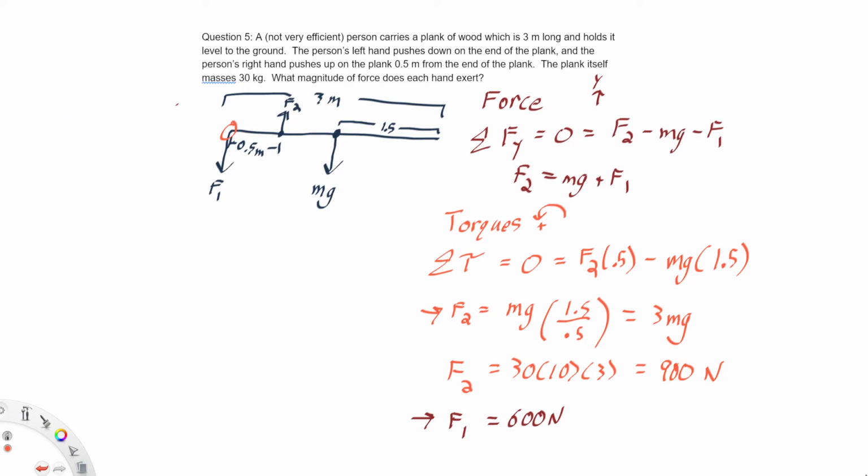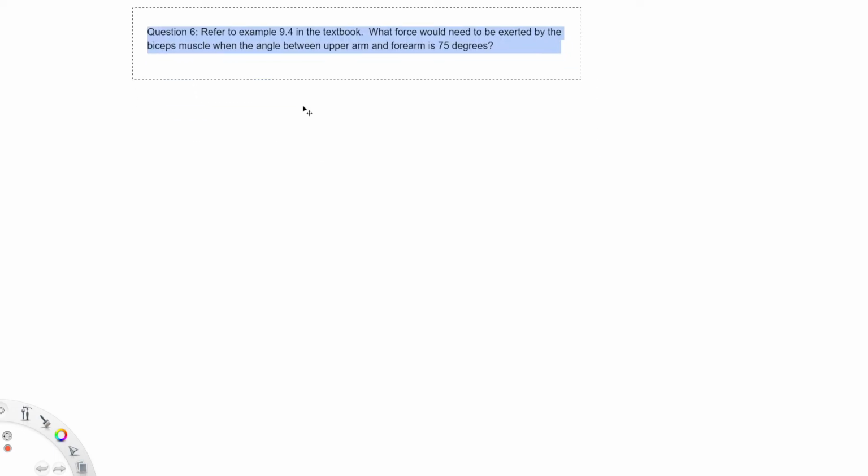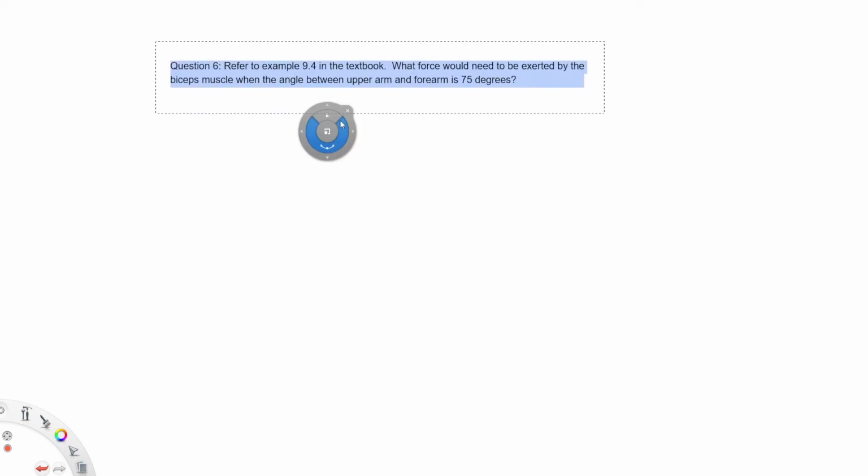Questions, comments on this one? Let me pull up the figure that they are referencing.